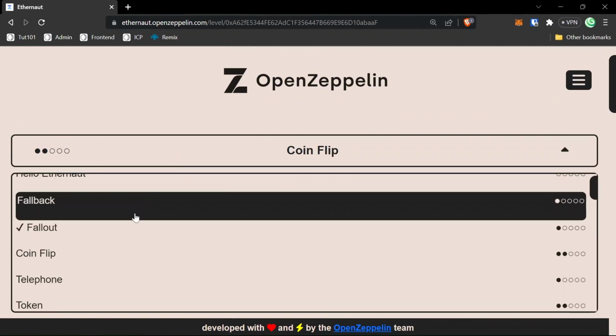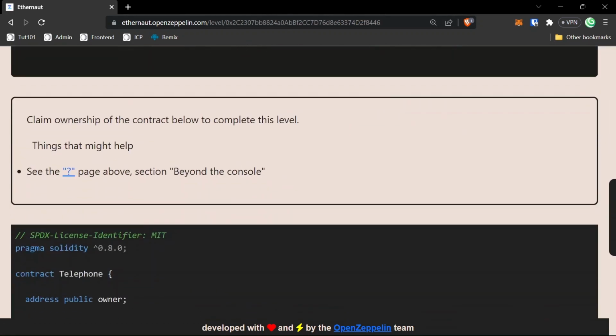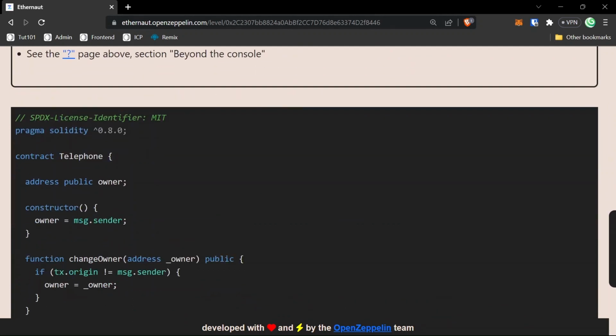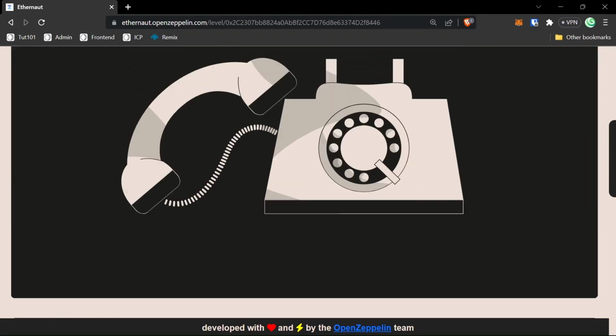The next one is going to be Telephone. The Telephone one is pretty straightforward. We learned the difference between tx.origin and msg.sender. The way to solve this is to create a contract and call this function, where the contract would behave as the msg.sender and the externally owned account is going to be the tx.origin.